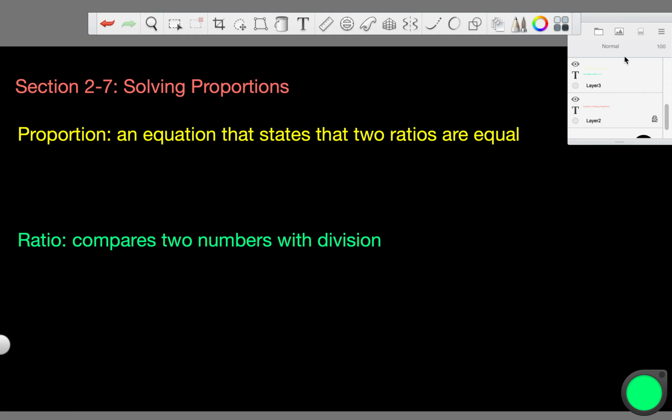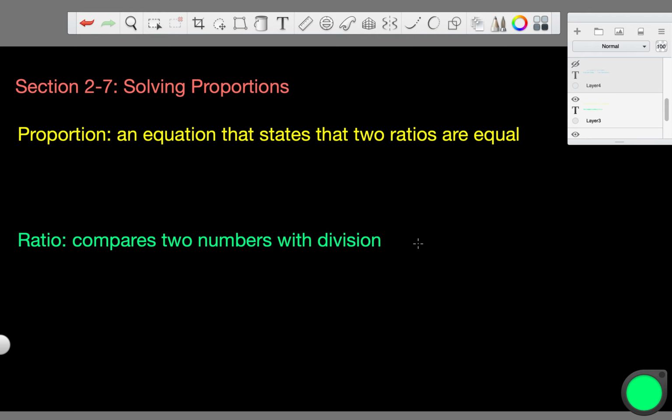So if I want to show you guys a couple of examples of both, I'm going to start with ratios. A couple of examples of ratios are A over B. I see division, it's comparing two numbers, two variables, anything. Okay? Or I could write a ratio as $25 for two shirts. That's a ratio. It's comparing two numbers in a certain way.